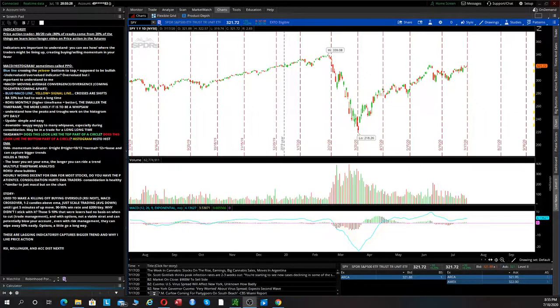According to Wikipedia, MACD, short for Moving Average Convergence Divergence, is a trading indicator used in technical analysis of stock prices, created by Gerald Appel in the late 1970s. It is designed to reveal changes in the strength, direction, momentum, and duration of a trend in a stock's price. Okay, thank you, Google.